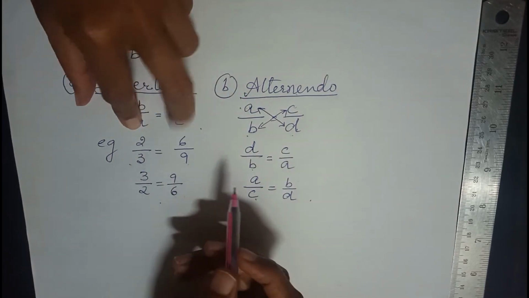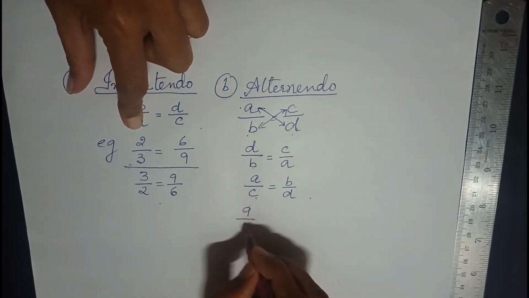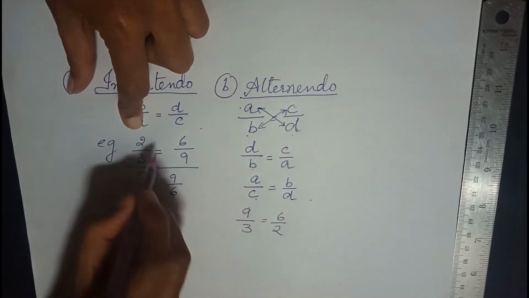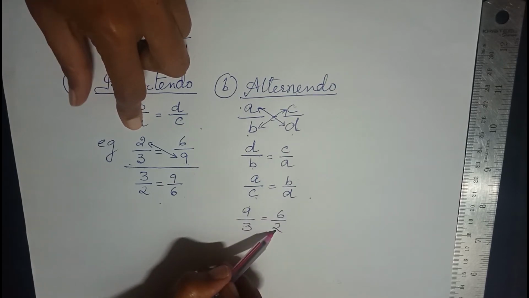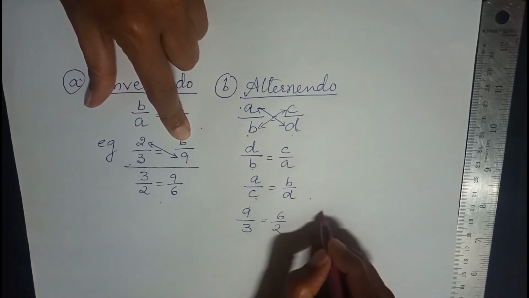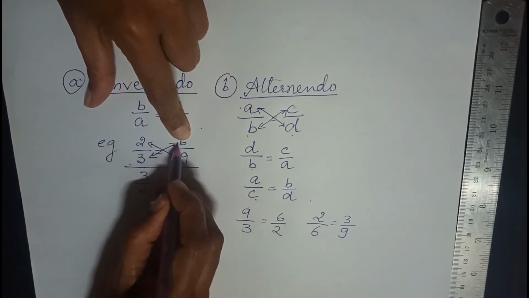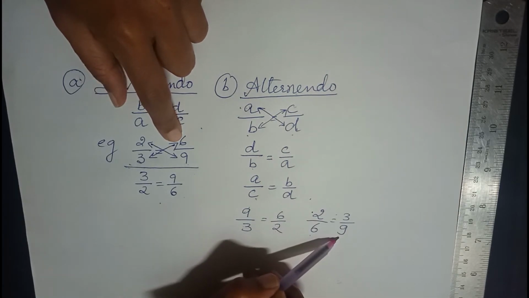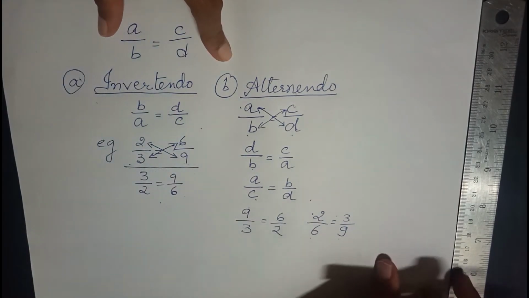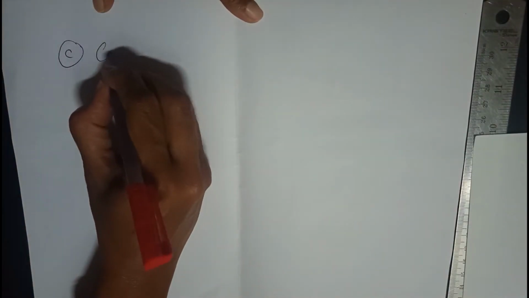Let's take from this example only. That is, if 2 upon 3 is equal to 6 upon 9, then 9 upon 3 will be equal to 6 upon 2 by exchanging this. So you can see 9 upon 3 is also 3, 6 upon 2 is also 3. Or I exchange these two. So what I get is 2 upon 6 is equal to 3 upon 9 by exchanging these two. So you can again see 2 upon 6 is 1 upon 3, 3 upon 9 is also 1 upon 3. So these are the two properties, that is invertendo and alternando.